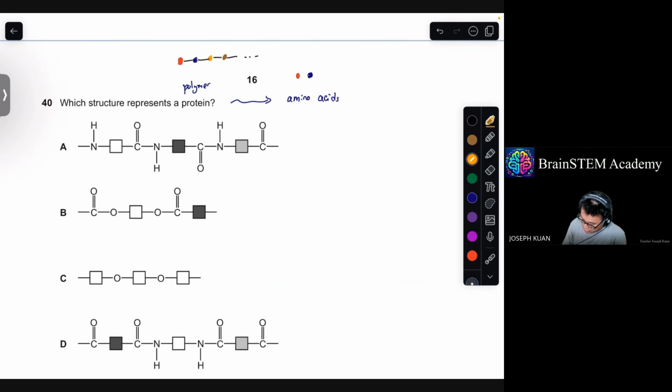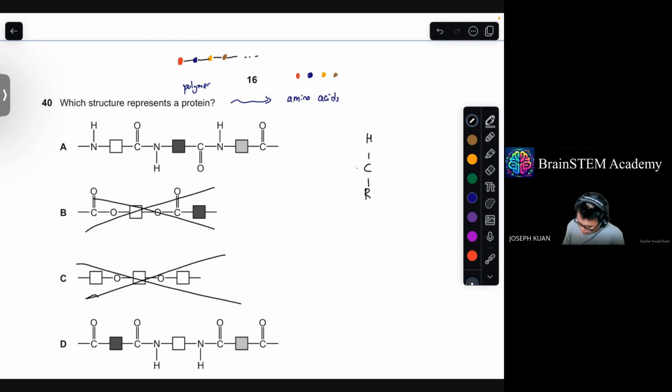So what are the clues here? Essentially, they must have different units. So C is not possible. All of them are the same color. And then B is also not possible, because amino acids have this structure, you see, if you still remember. That's the structure of an amino acid.